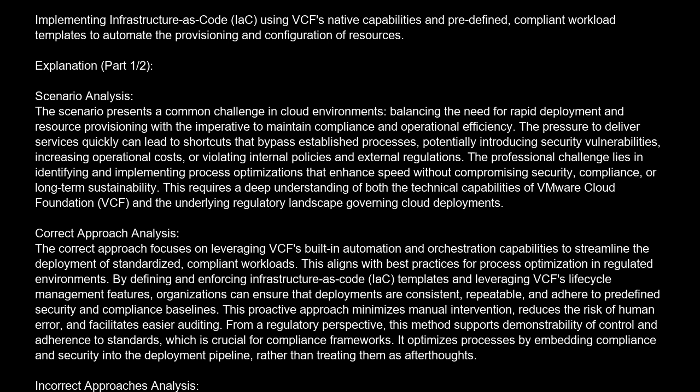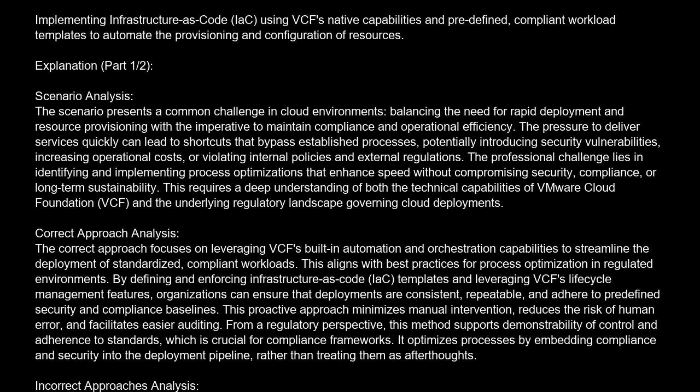The scenario presents a common challenge in cloud environments, balancing the need for rapid deployment and resource provisioning with the imperative to maintain compliance and operational efficiency. The pressure to deliver services quickly can lead to shortcuts that bypass established processes, potentially introducing security vulnerabilities, increasing operational costs, or violating internal policies and external regulations.